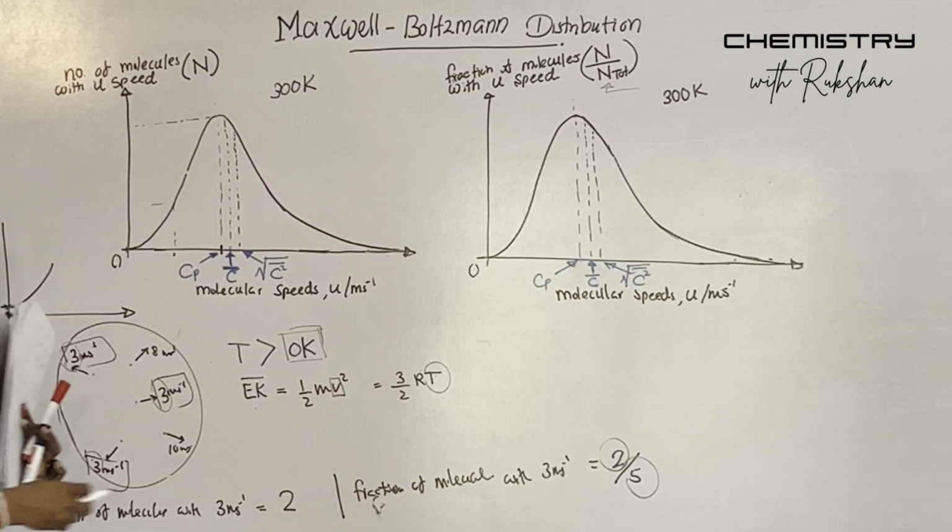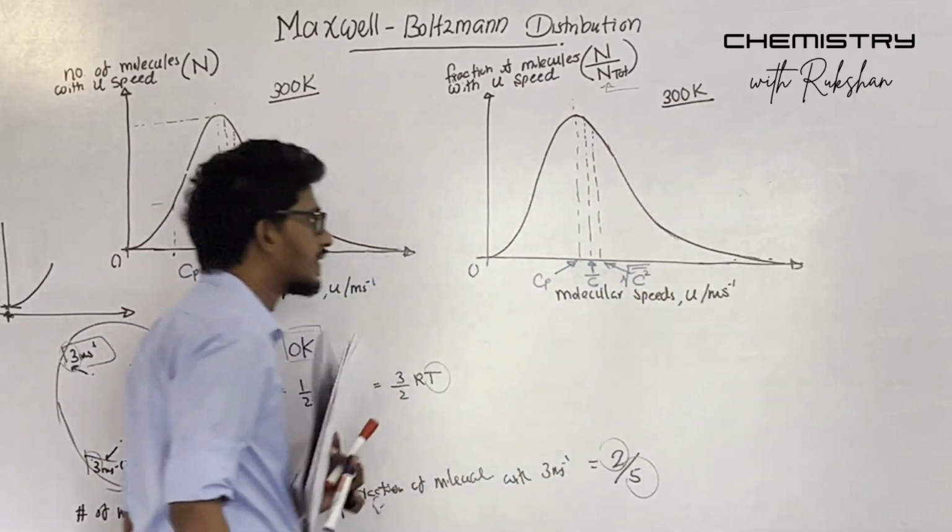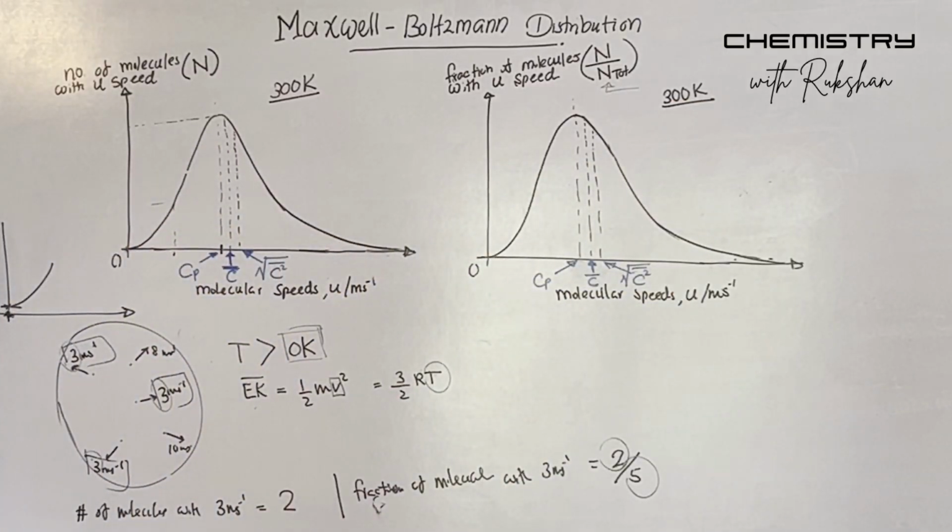Normally Maxwell-Boltzmann curves are drawn for a constant temperature, right? Temperature will decide the shape of the curve, and the shifts will be decided by the temperature. So normally those are drawn for a constant temperature, right? So these are some stuff.